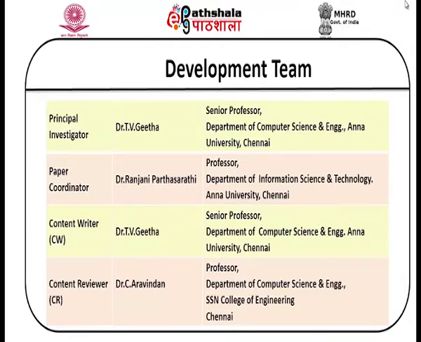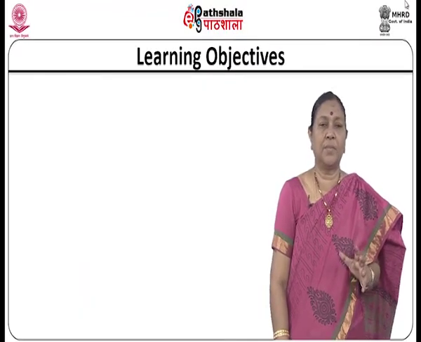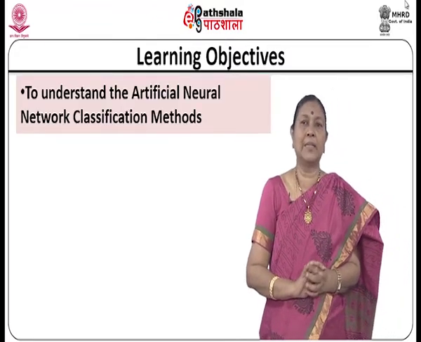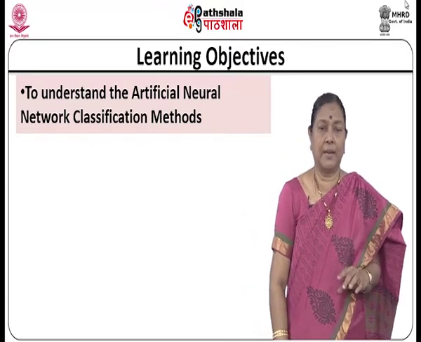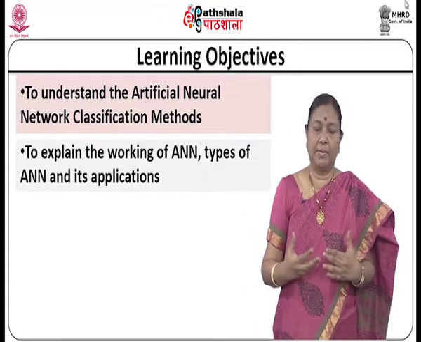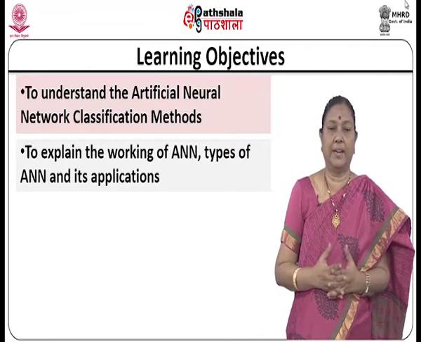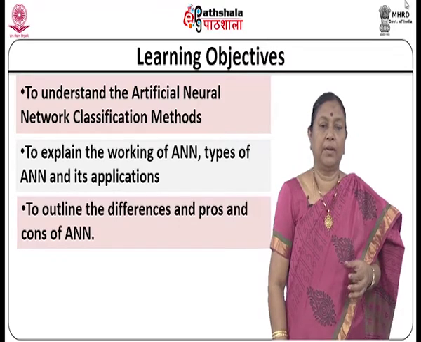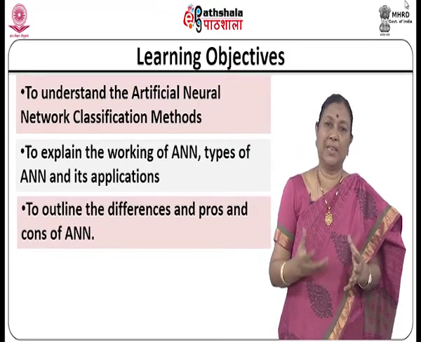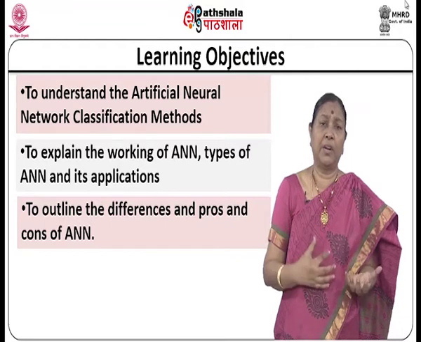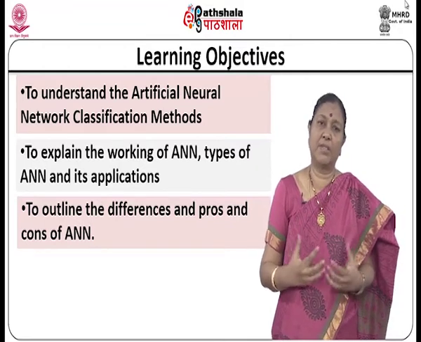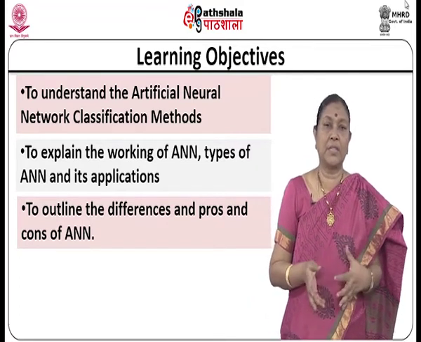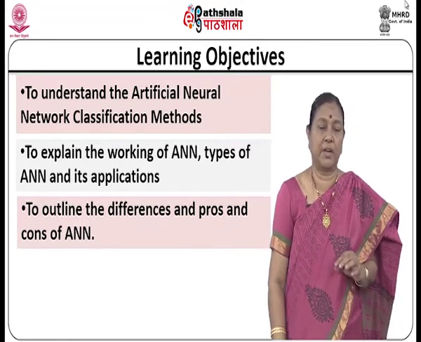Now let us look at the learning objectives of this module. The learning objectives are to understand artificial neural network classification methods. Artificial neural networks are also called ANN. We will try to explain the working of an ANN, what its types are and what its applications are. Then we look at outlining the differences between the different types of neural networks, and also between neural networks and a methodology we saw in previous modules called support vector machines. We will also discuss the pros and cons of artificial neural networks.